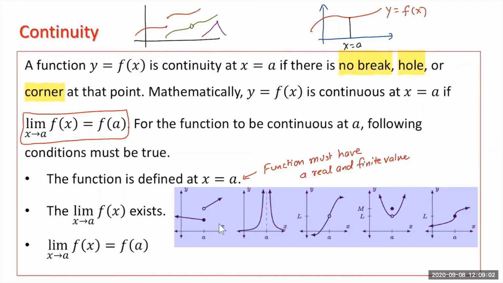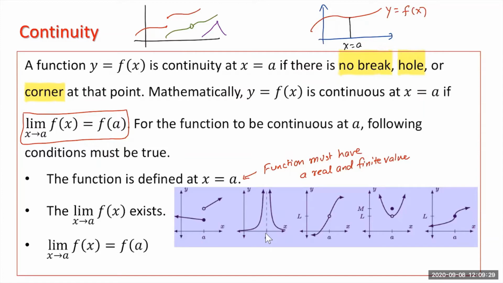Here are some cases. So let's check this. If you look at the first one, this function has a break. So this is not continuous. And the reason is you cannot find the limit. When you go from the left and when you go from the right, you don't go to the same value. So this second condition is not true. There is no limit of the function at x equal to a.